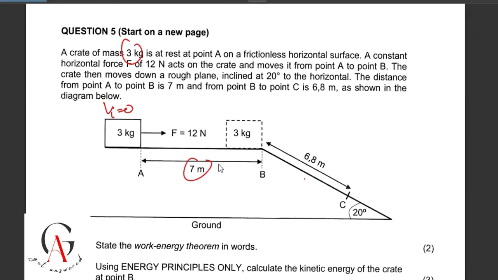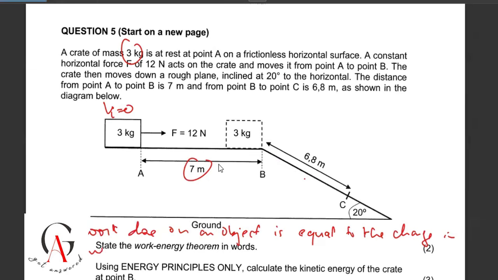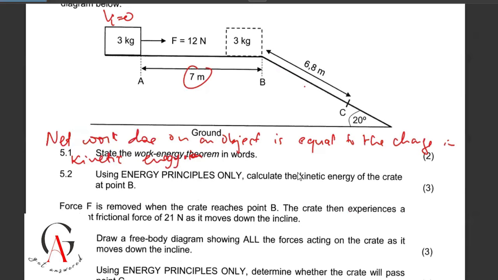And then 5.1, can we state the work energy theorem? So we know that the net work done on an object is equal to the change in the kinetic energy. And then 5.2, use the energy principles only to calculate the kinetic energy of the crate at point B.